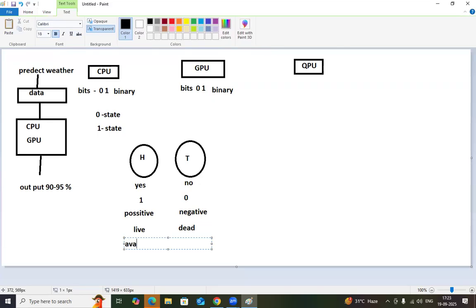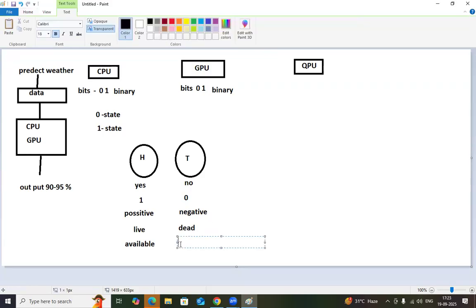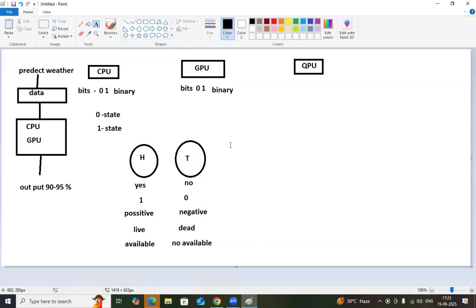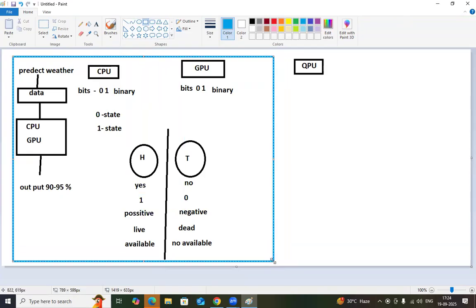See, the word I am using here is state. It may be yes or no, 1 or 0, positive or negative, live or dead, available or not available. Very clearly, a state is available in two forms. I am talking about classical computers, all the classical computer processors.